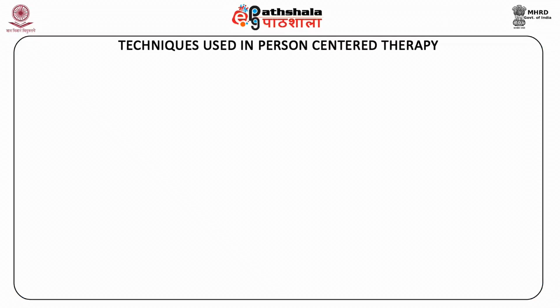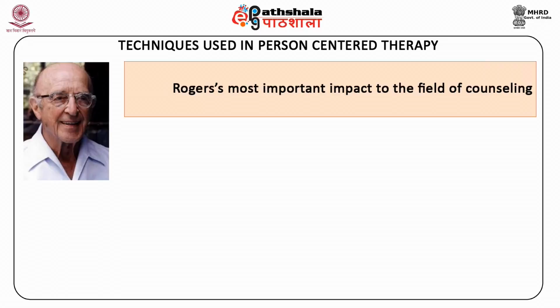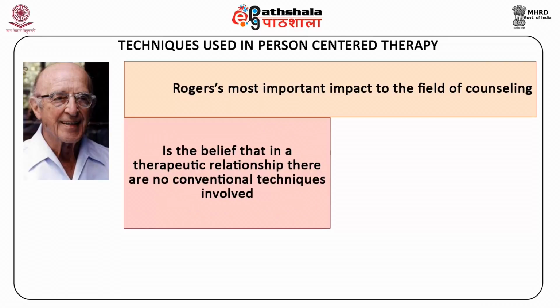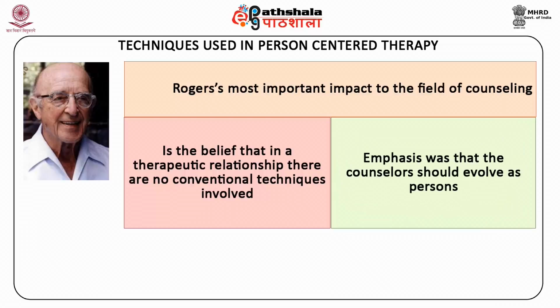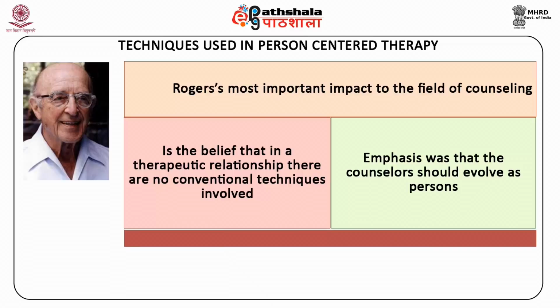Techniques used in person-centered therapy. Rogers' most important impact to the field of counseling is the belief that in a therapeutic relationship, there are no conventional techniques involved. For Rogers, the personality of the counselor in the therapeutic relationship played a significant role. Techniques do not operate separately from the personality of the counselor. His emphasis was that counselors should evolve as persons and not just acquire a number of therapeutic strategies.